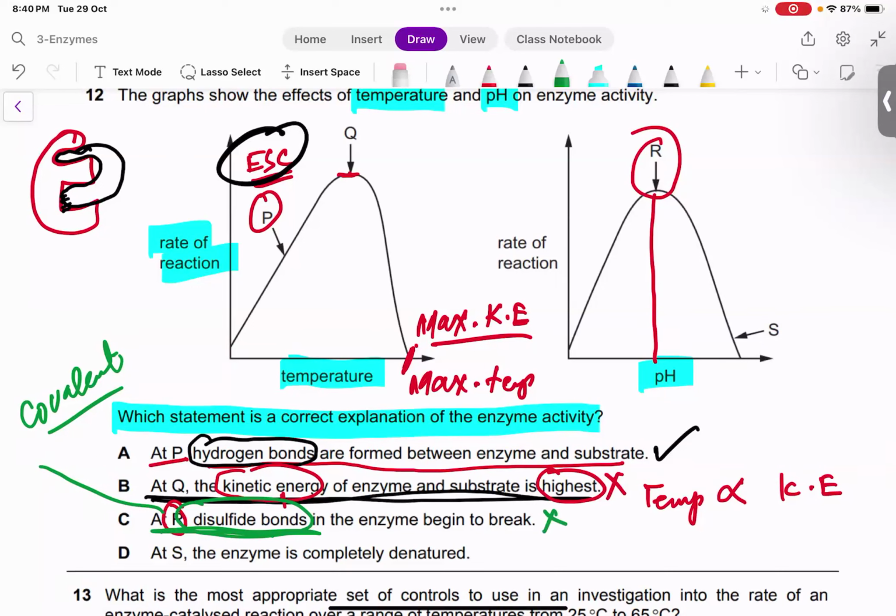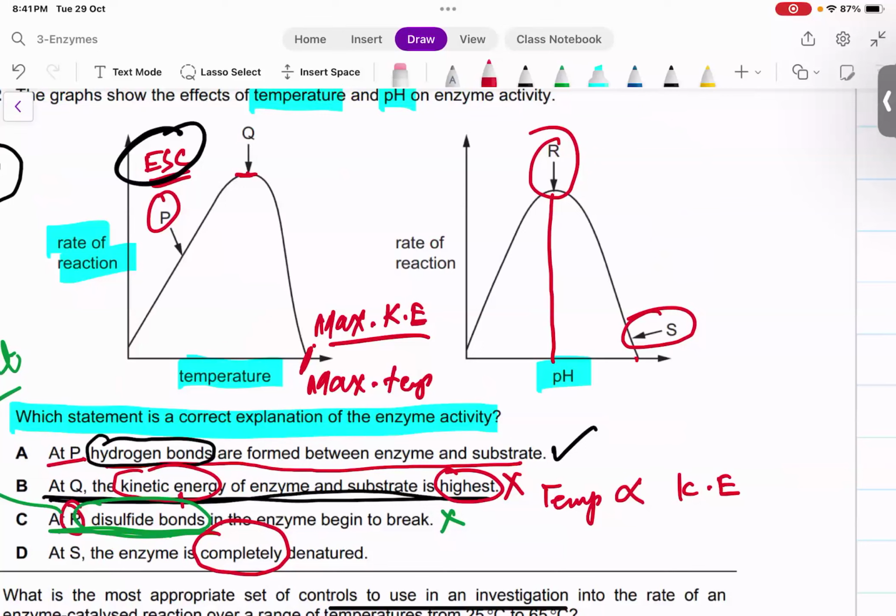Then we have, at S, the enzyme is completely denatured. So this word, completely, is not acceptable. That's not the true description of this point S. Do you see, at this point below S, the rate of enzyme activity is 0. So at this point, you can say the enzyme is completely denatured.